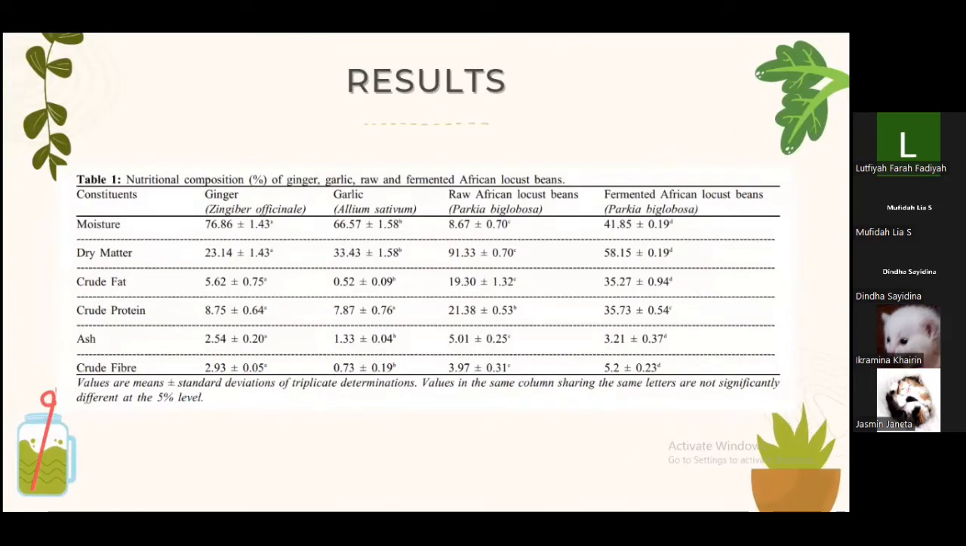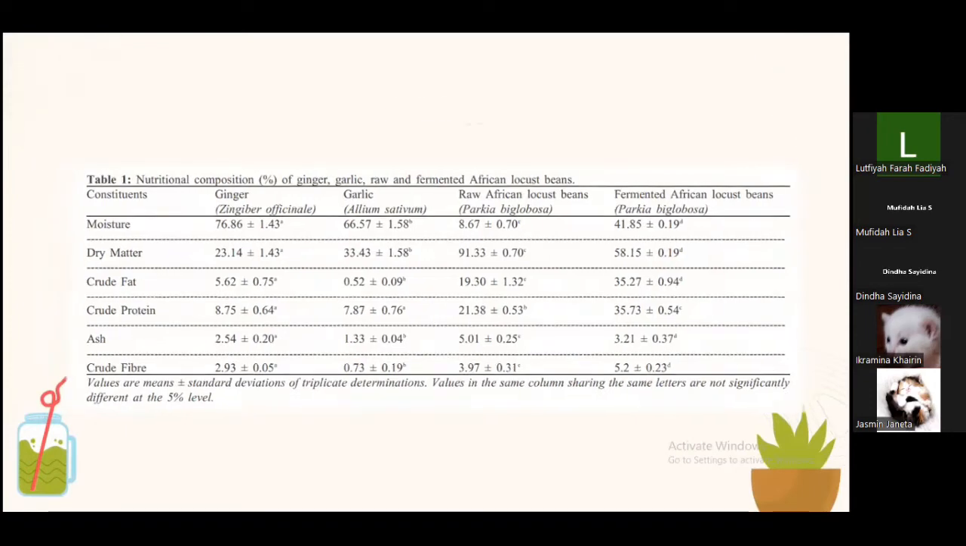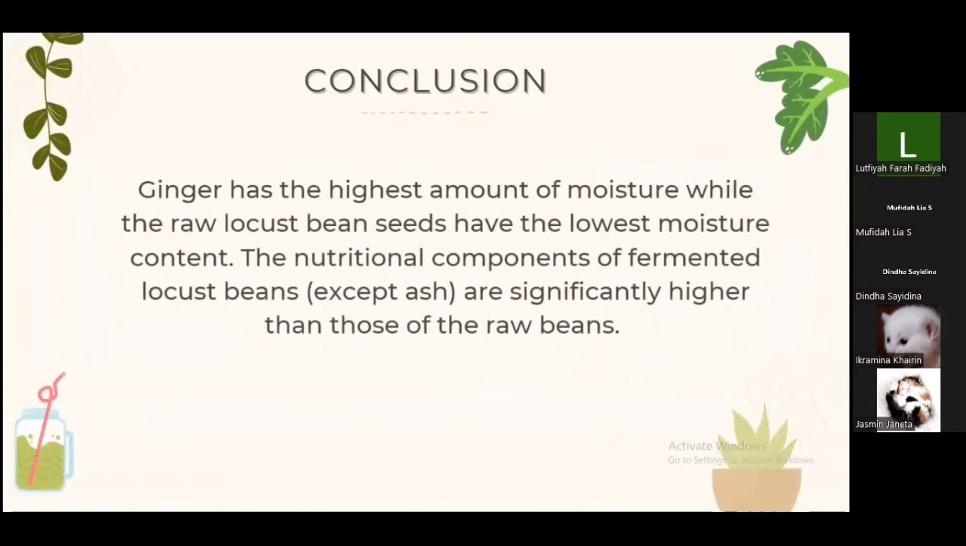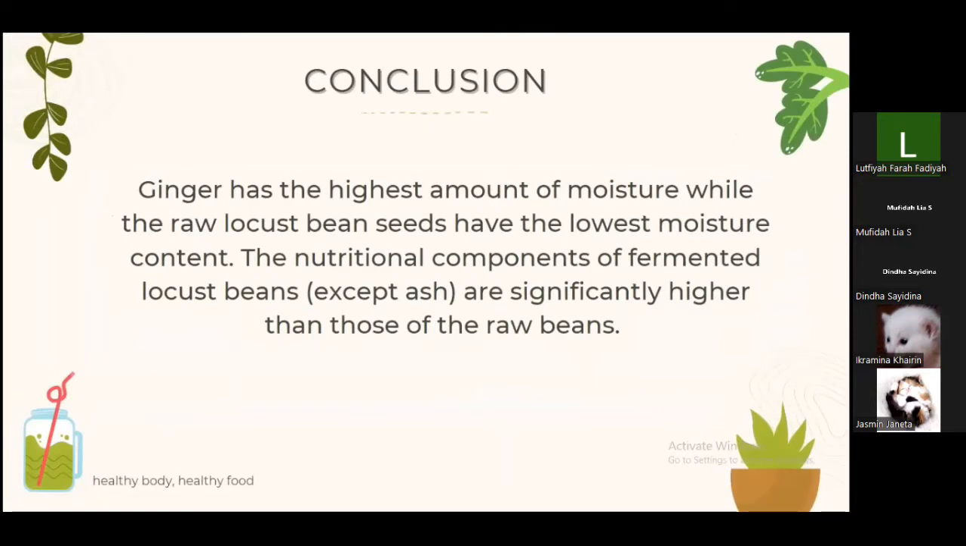And for the result, we can see it on table 1. So we can conclude that ginger has the highest amount of moisture, while the raw locust bean seeds have the lowest moisture content. The nutritional components of fermented locust beans, except ash, are significantly higher than those of the raw beans.